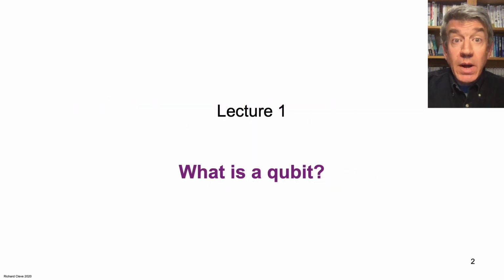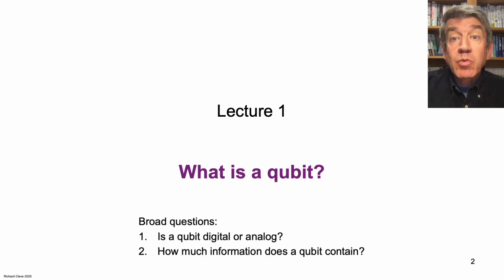This is lecture 1. In this lecture, we are going to see how single quantum bits, called qubits, work. During the lecture, the following broad questions will arise. Is a qubit digital or analog? How much information is there in a qubit?